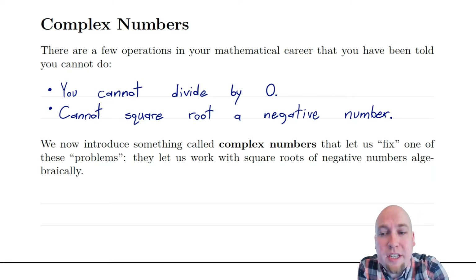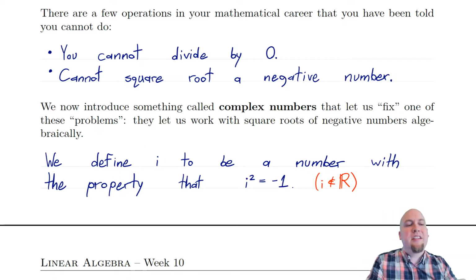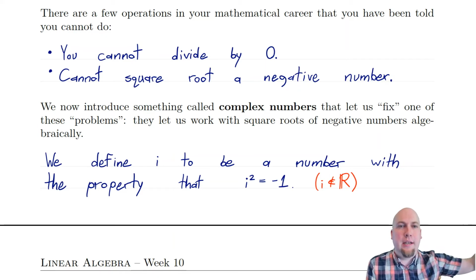We're going to introduce a new type of number, a new number that we're going to call i. So this number, little i, is a new number that we're sort of tacking on to the set of real numbers.